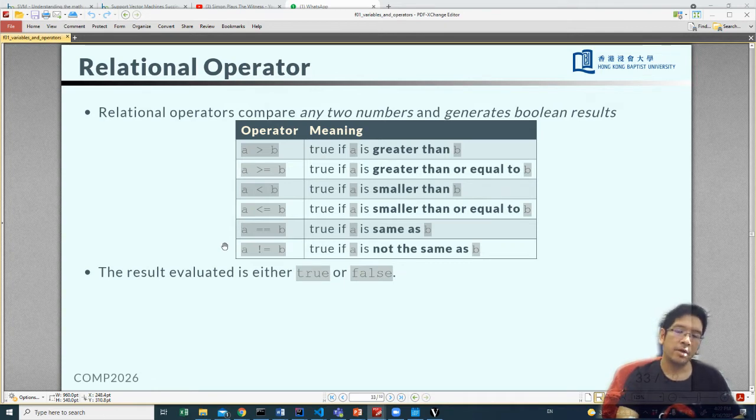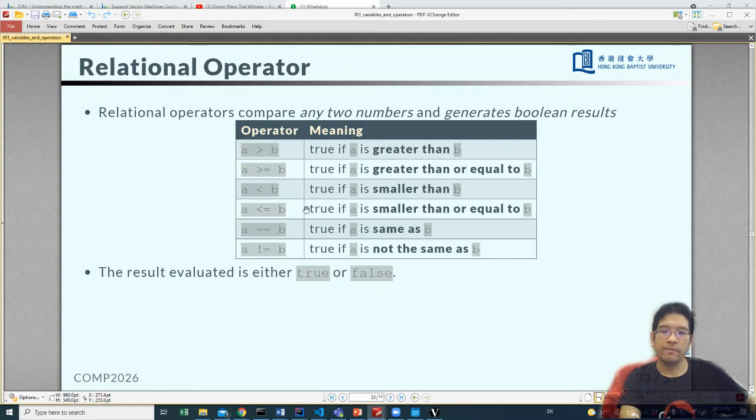It depends on the values of A and B, which could be a variable, a number, or also an expression. Let's say the thing on the left hand side is larger than the thing on the right hand side. This will give you true. Similarly, if the thing on the left hand side is greater than or equal to the thing on the right hand side, that will give you true. Otherwise, it will give you false.